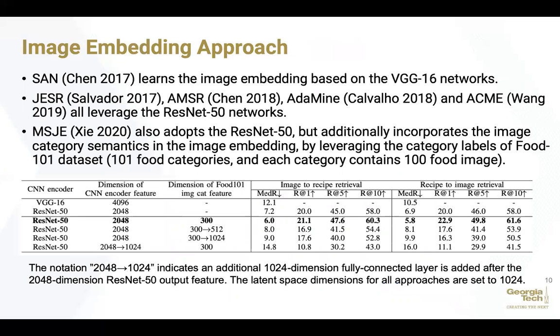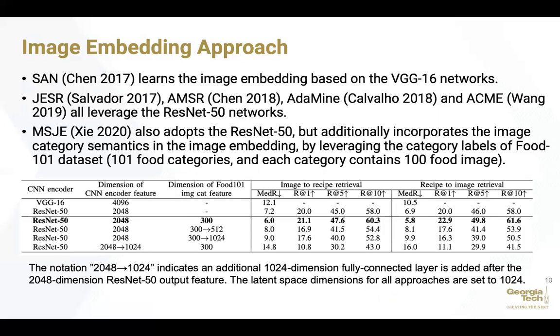Now start with the image embedding approach. Most of the existing works resort to CNN networks as the image encoder. For example, the SAN system learns the image embedding by VGG16 networks, while JESR, ANSR, ADMI, and ACME all leverage ResNet-50 networks without incorporating any semantics.